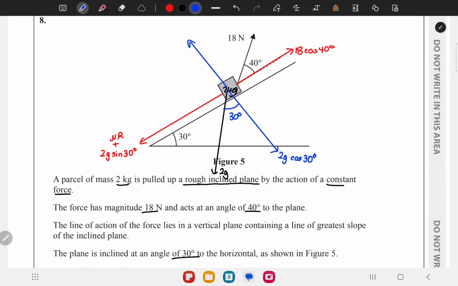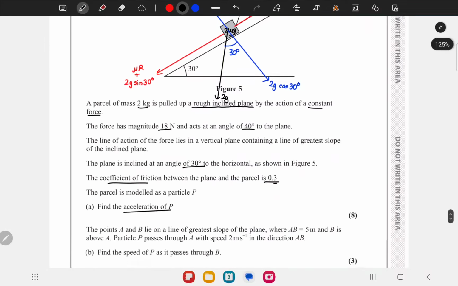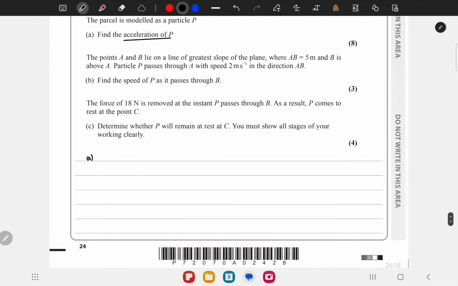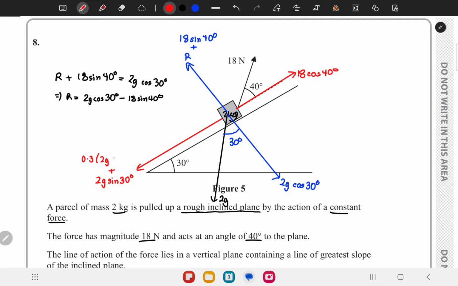this side, we'll have the upward component of 18 newton, so 18 sine 40, and the normal contact force between the parcel and the plane. So from that we can find R easily. So R plus 18 sine 40 will be equal to 2g cos 30. So R would be 2g cos 30 minus 18 sine 40. We can put this in mu R. The value of mu is 0.3, and then we have 2g cos 30 minus 18 sine 40.